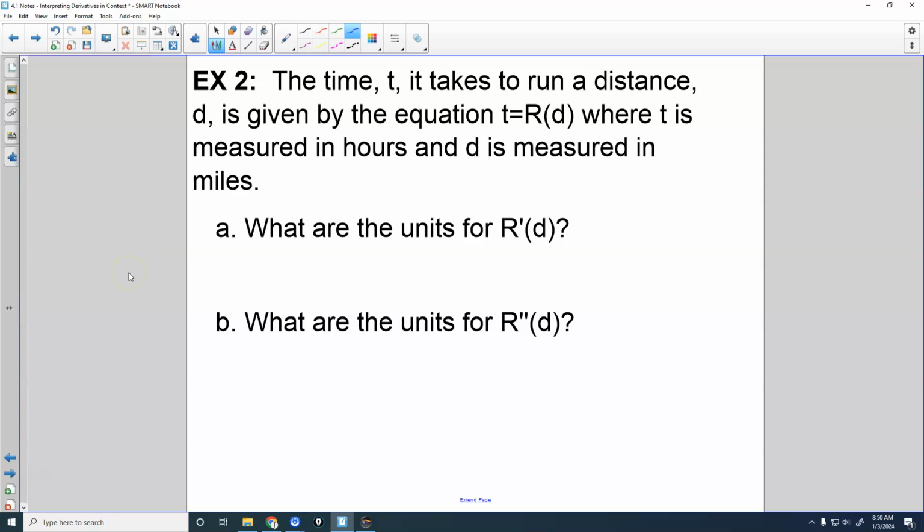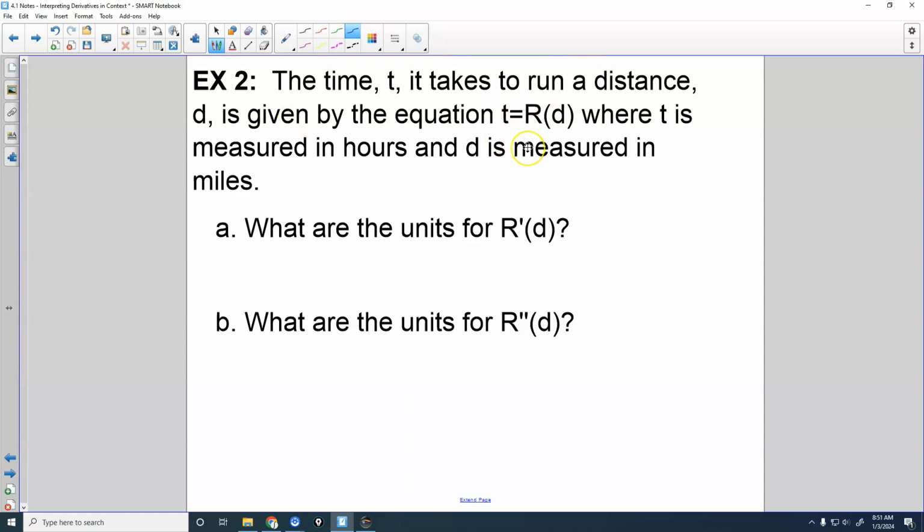Okay. The time it takes to run a distance d is given by the equation t equals capital R of d, where t is measured in hours and d is measured in miles. Okay, and so it wants to know the units for R prime of d and R double prime of d. So let's think about this one a little bit, because this one is a little bit backwards.